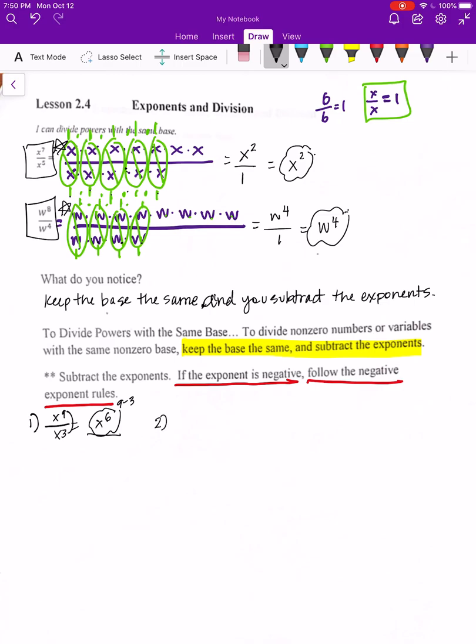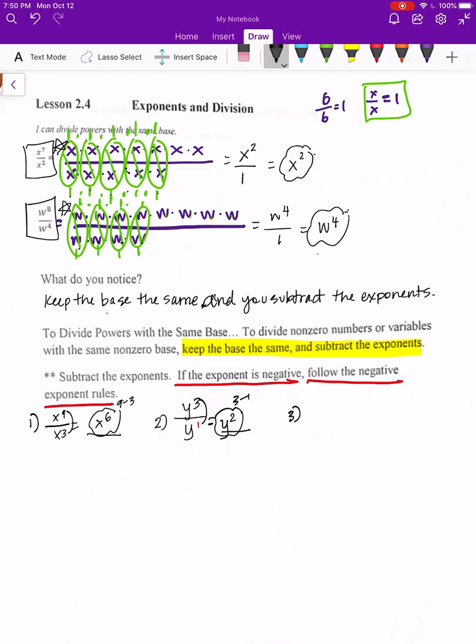How about number 2? What if you have y to the 3rd over y? Now that's one of those that doesn't have an exponent. If it doesn't have an exponent, you could put in that ghostly Gladys 1, right? So you keep the base the same, which is y, and you subtract the exponents. 3 minus 1, that's really what I'm doing, is 2. So it's y to the 2nd power.